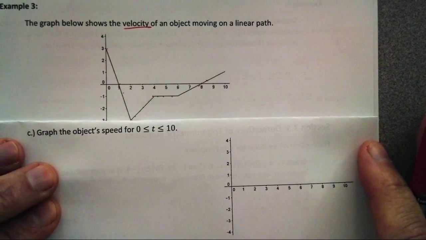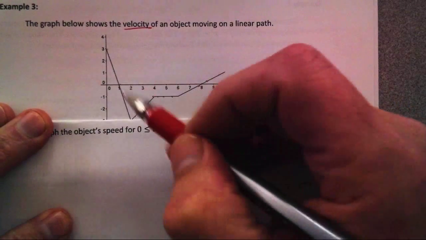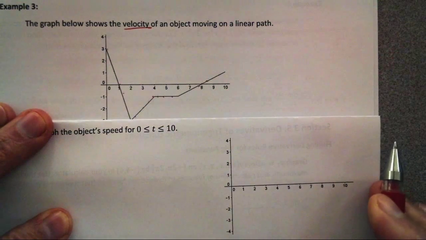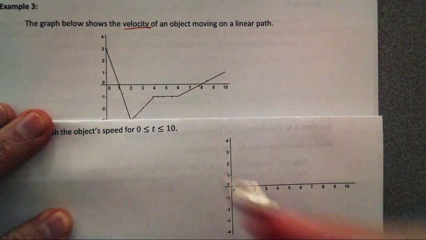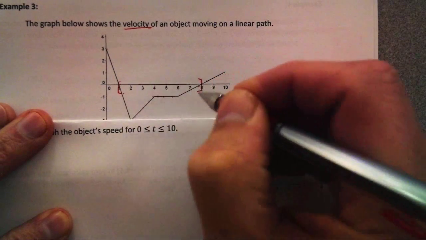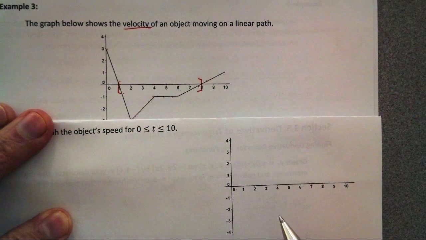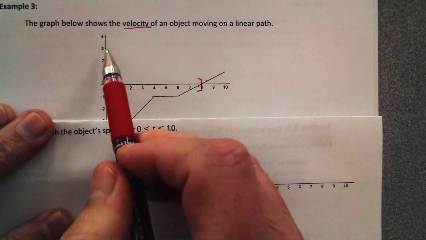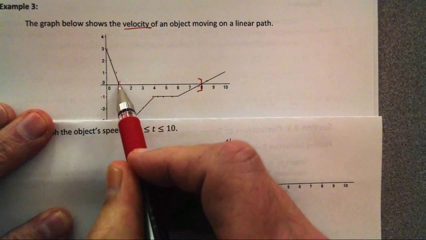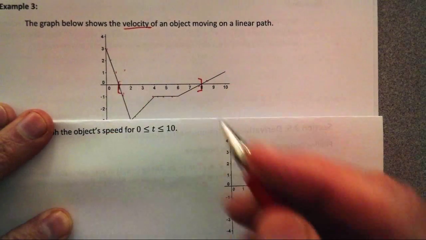Well, how does speed relate to velocity? Here my velocity is 3. Here my velocity is -2. Here my velocity is -1. But speeds are always positive. So basically, I want everything from 1 to 8 to be flipped over the x-axis, because speed is the absolute value of it. The absolute value of 3 is 3, the absolute value of 2 is 2, the absolute value of 1 is 1, and the absolute value of 0 is 0. But the absolute value of -1 is +1.